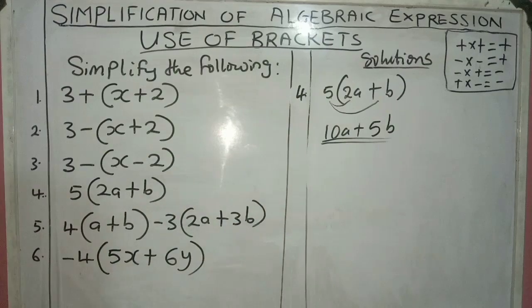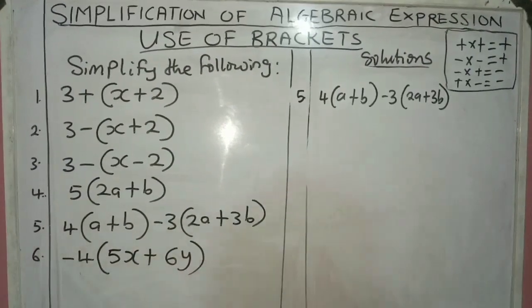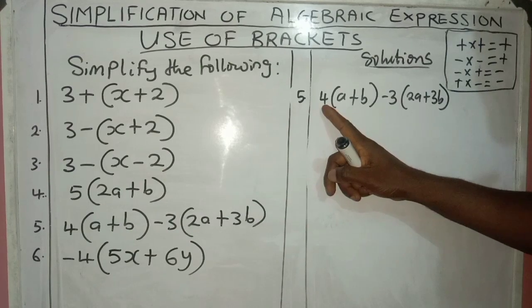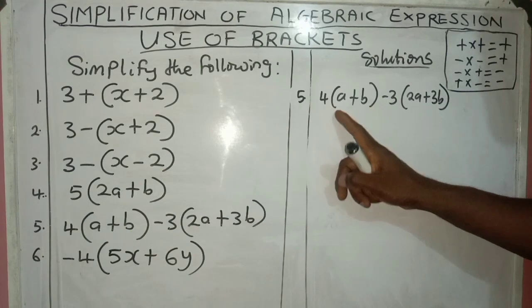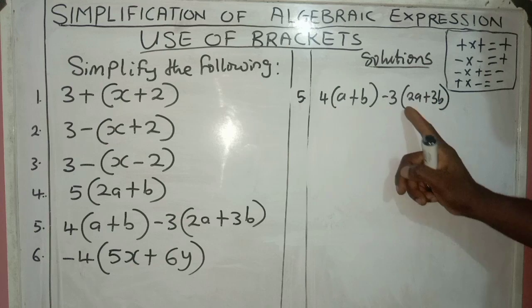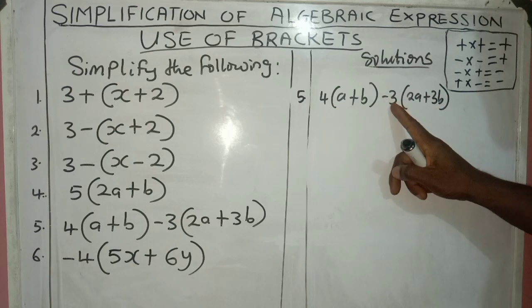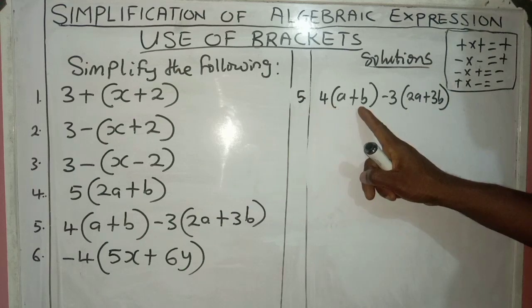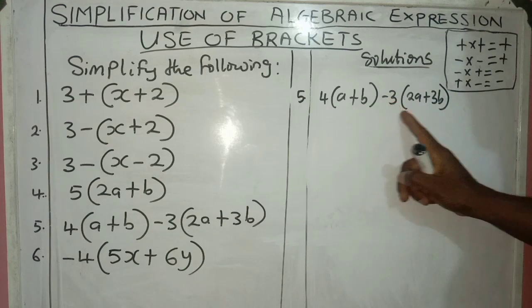Let's move to number 5. For the number 5, we have two brackets here. The first bracket has a number that can open it. The number to open the first bracket is 4. The number to open the second bracket is -3, because we said that the number to open the bracket is the number that is attached to the bracket. The first one, 4, will multiply everything here. After that, -3 will multiply everything here.